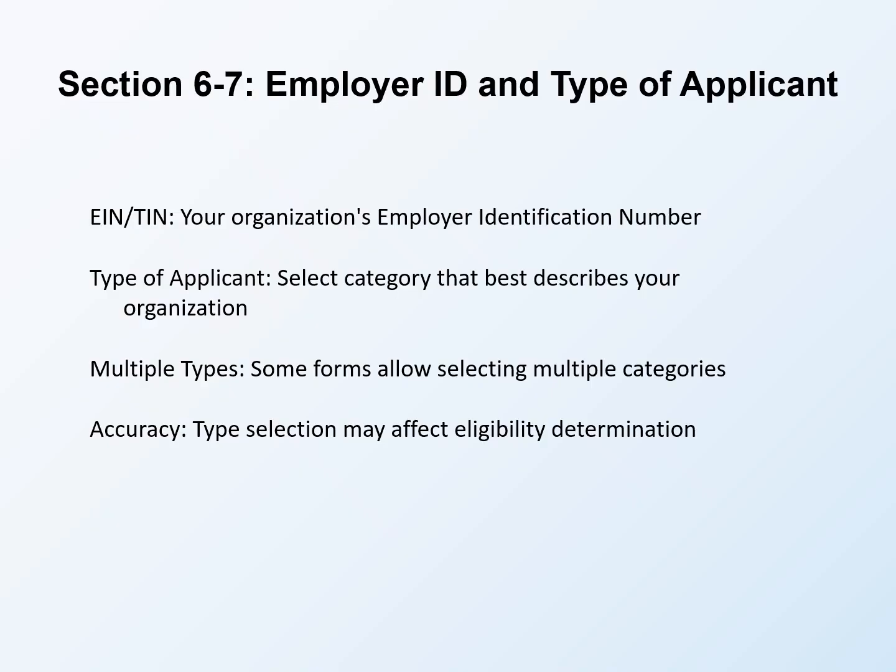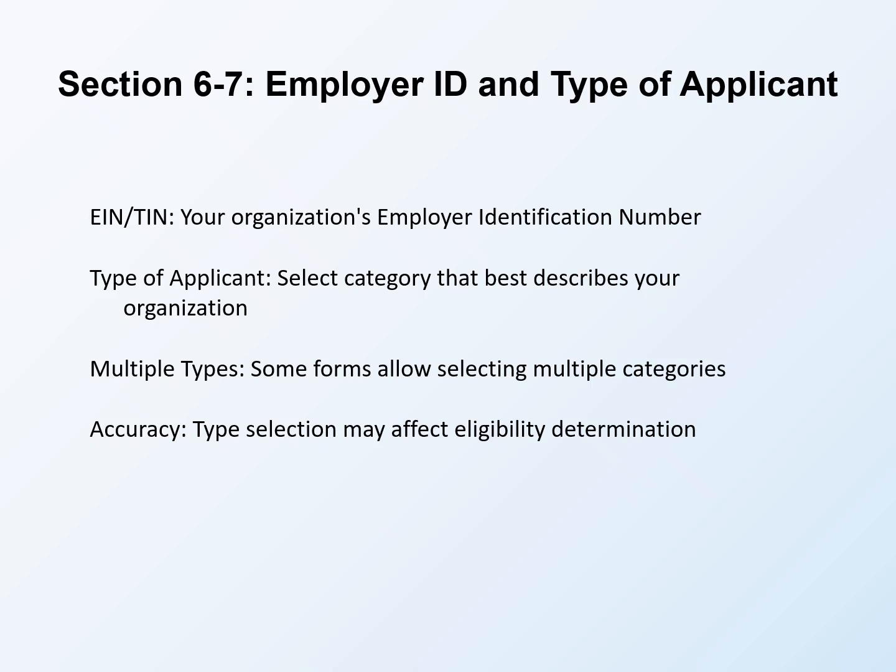Type of applicant requires selecting the category that best describes your organization from options such as state government, county government, city or township, independent school district, public or state-controlled institution of higher education, private institution of higher education, nonprofit with 501c3 status, and others. Multiple types may be selectable on some form versions if your organization fits more than one category. For example, a nonprofit that is also a historically black college might select multiple applicable categories. Check whether your form version allows multiple selections.